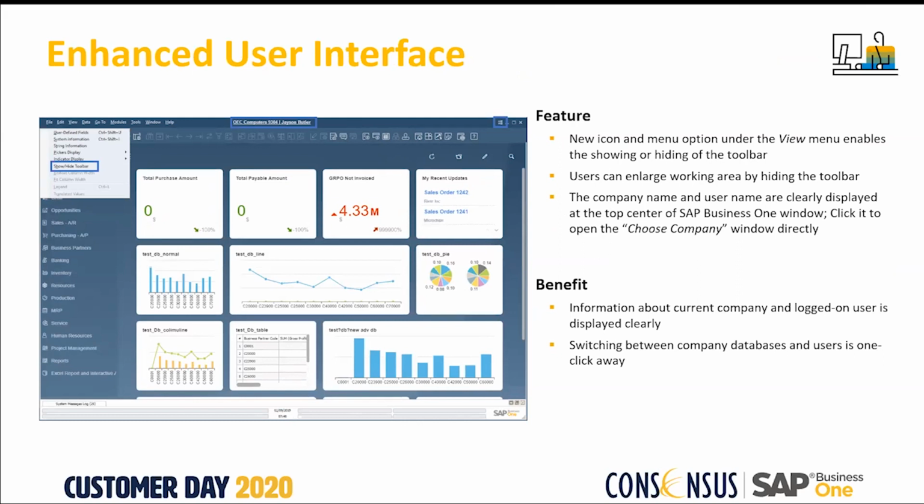When you're in the client, you can see at the top there the company name and the user that is currently connected. You can very easily click on it and change company and change user. As well, you can show or hide the toolbar. Again, if you want to get rid of this top area, you can hide the toolbar and just focus on the cockpit and on the main menu.